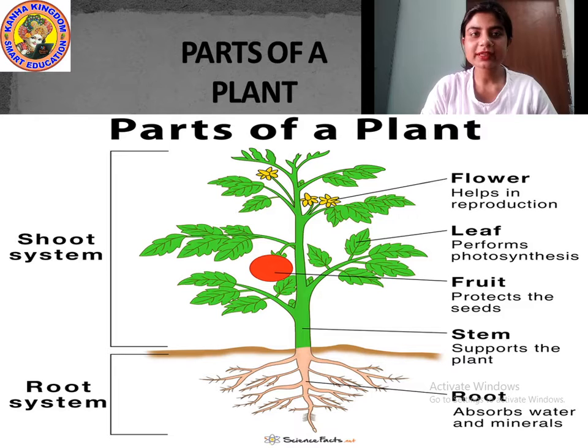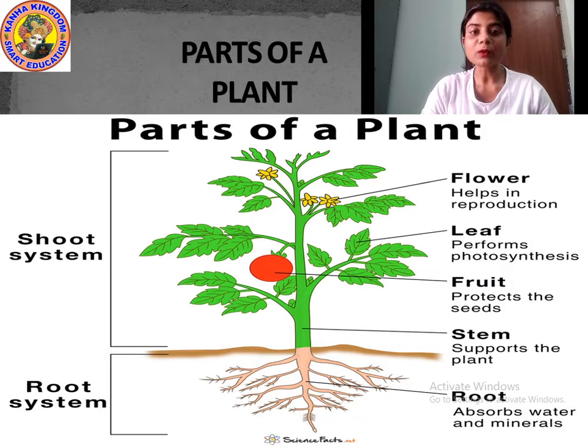So students, can you see the different parts of a plant? What are the different parts of a plant? They are flower, leaf, fruit, stem and root. These are the different parts of a plant: flower, leaf, fruit, stem and root. And these parts of the plant are divided into two parts, that is shoot system and root system.